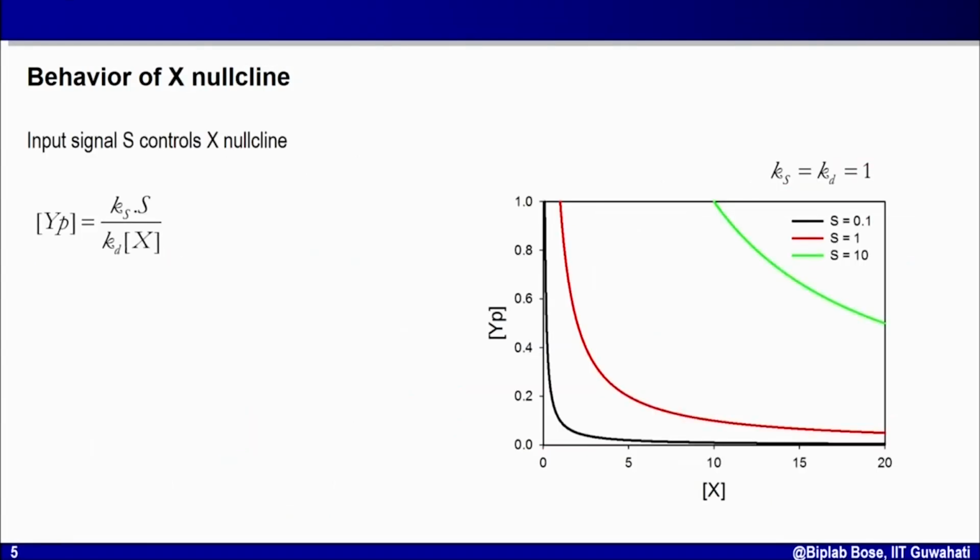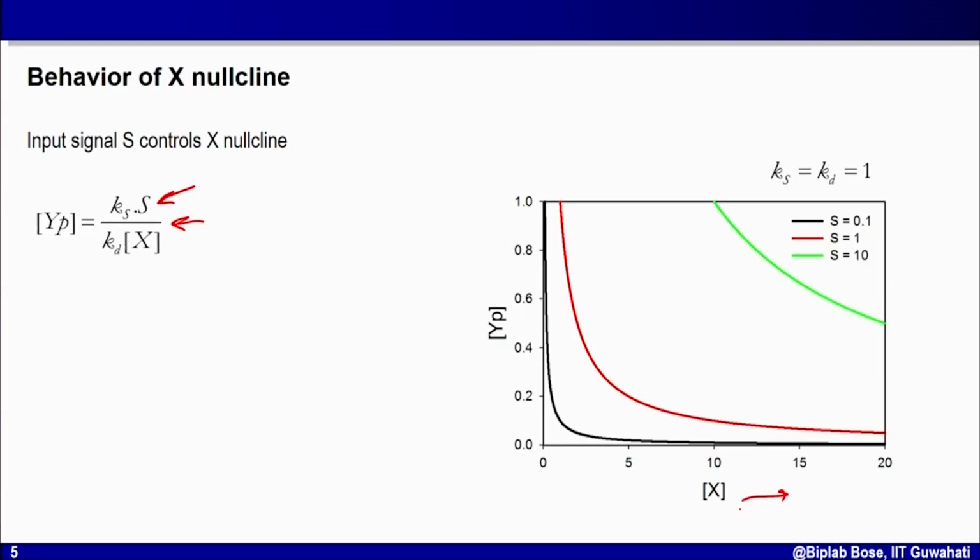Now let us look into the behavior of the X nullcline. The equation for the X nullcline is this one. We have reduced that algebraically. You can easily see it is a hyperbola, and that hyperbola depends upon S, the input signal. Remember, in our system we are considering S as a constant. It is not changing with time, but we can vary the value of S.